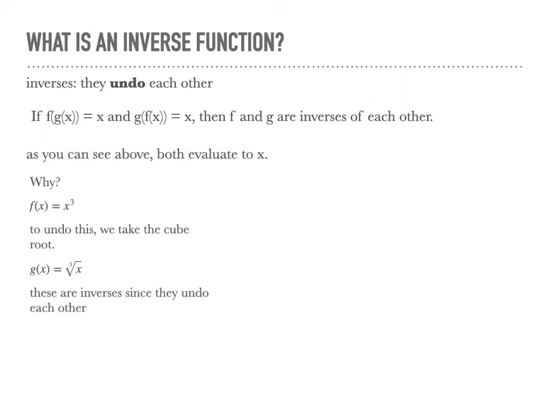And why is that? Well, let's say f of x is x cubed. And to undo this x cubed, we would take the cube root. And as you can see, we do so in g of x. So these are actually inverses since they undo each other.